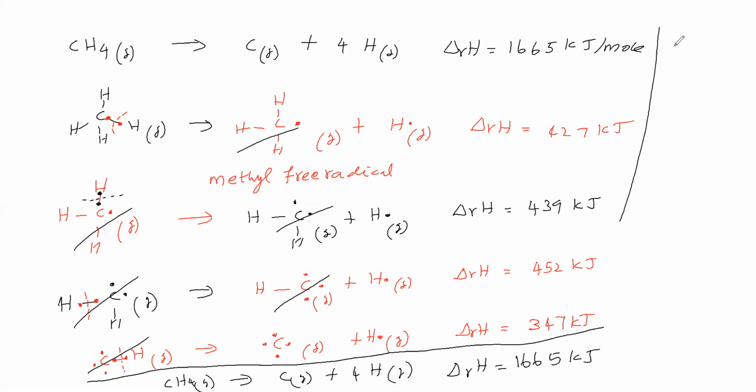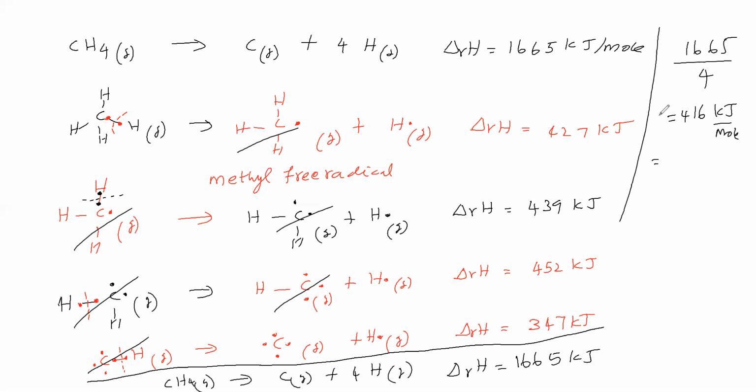On average, if you see, that is 1665 by 4. This 1665 is for breaking 4 C-H bonds. To break one C-H bond on average, you divide by 4, and you get the average value, that is 416 kilojoule per mole. So this is called the average bond dissociation enthalpy of the C-H bond.